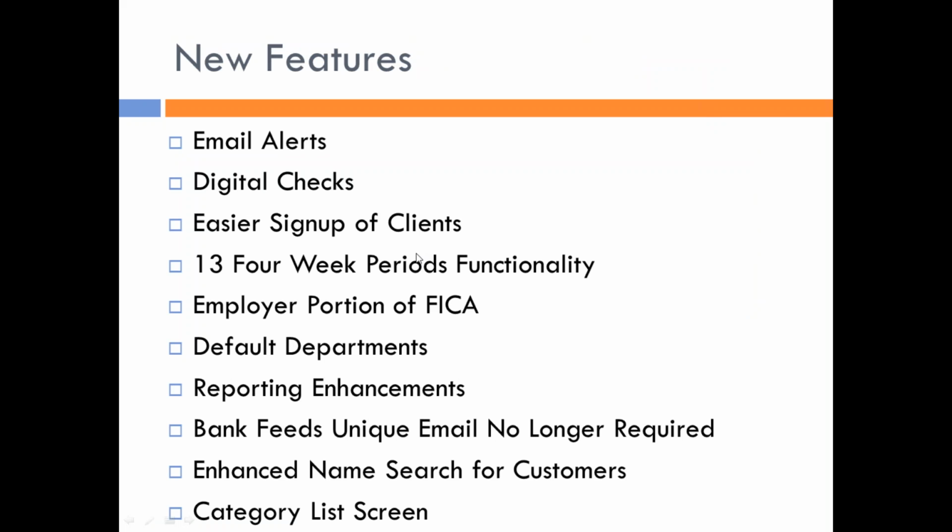The new features that I'm going to be showing today are the email alerts, digital checks, an easier method of signing up clients, the ability to have 13 four-week periods for accounting periods, the ability to calculate the employer portion of FICA, default departments, a few reporting enhancements on bank feeds, although I'm not going to show this, but you no longer need to have a unique email for each client who has bank feeds. There's also an enhanced name search for customers, making it easier to search by first or last name, and also the category list screen.